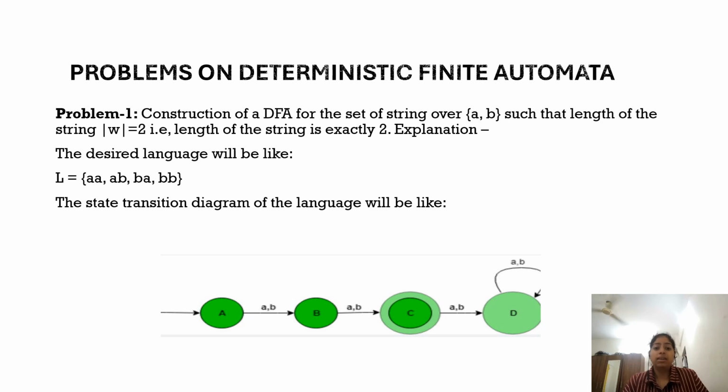Now we will look at a few problems on deterministic finite automata. Problem number 1. Construct a DFA for a set of strings over a, b such that the length of the string is 2. The explanation is as follows. The desired language will be AA, AB, BA, BB. The state diagram of the language will look like this.